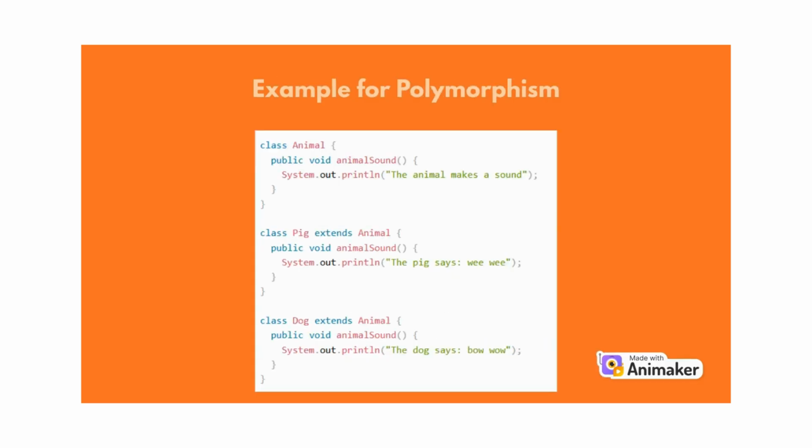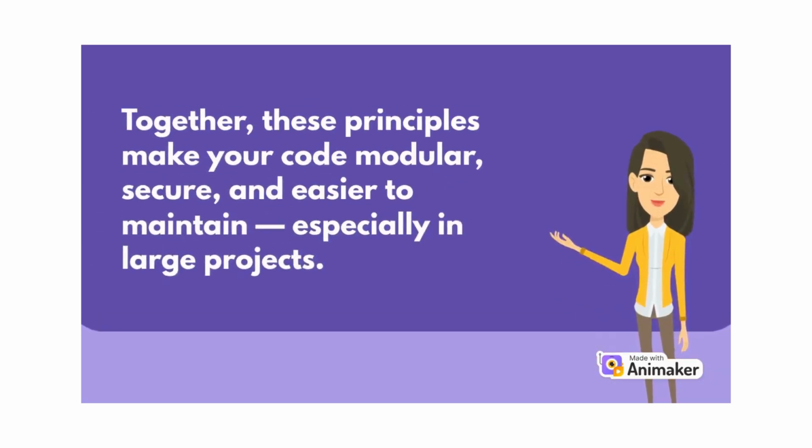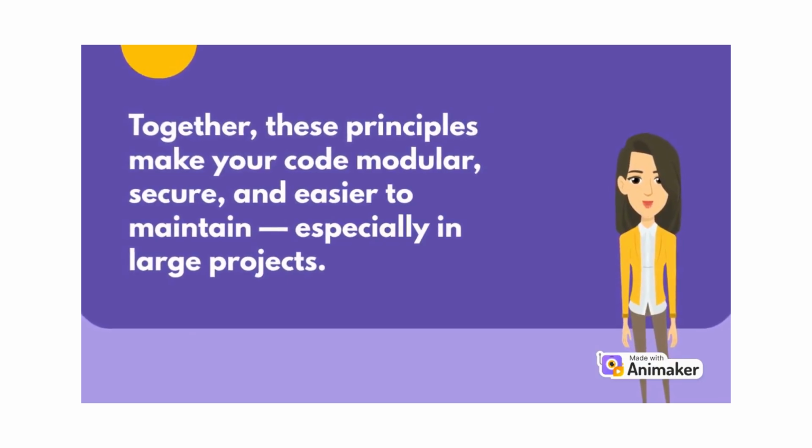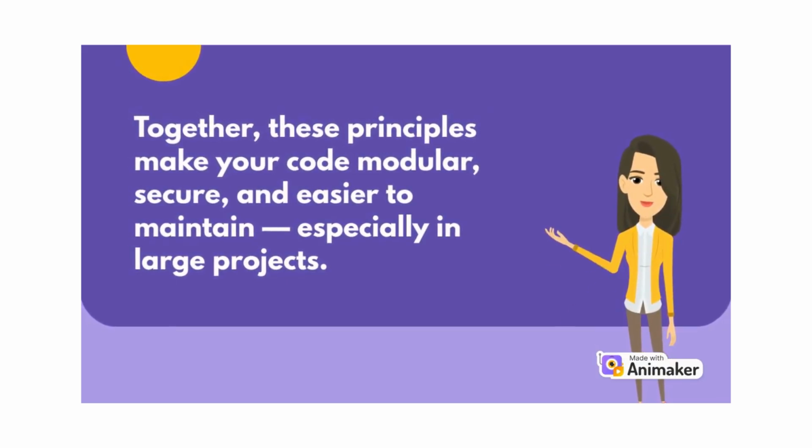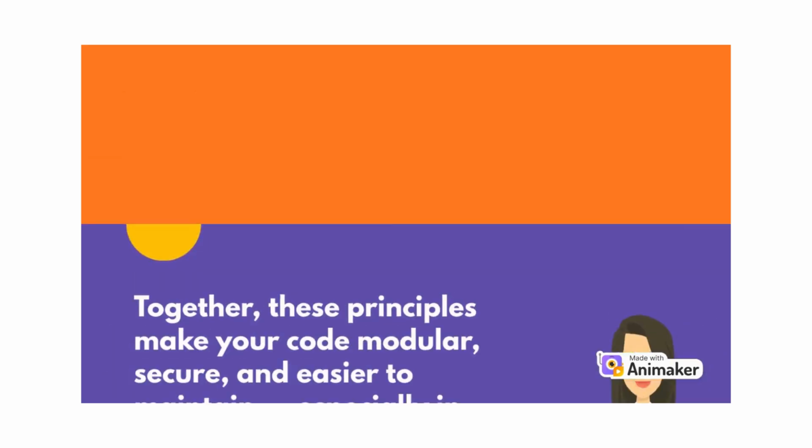That's the key idea. With polymorphism, one method name can lead to different results based on the object that's calling it. Polymorphism helps you write code that is flexible, extensible, and easy to manage. It is a powerful tool when you want your program to behave differently without changing the method name. Together, these principles make your code modular, secure, and easier to maintain, especially in large projects.